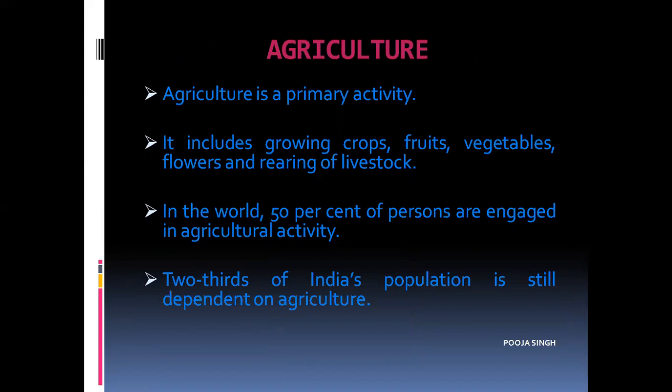Agriculture. Agriculture is a primary activity. It includes growing crops, fruits, vegetables, flowers, and rearing of livestock. In the world, 50% of persons are engaged in agricultural activity. Two-thirds of India's population is still dependent on agriculture.